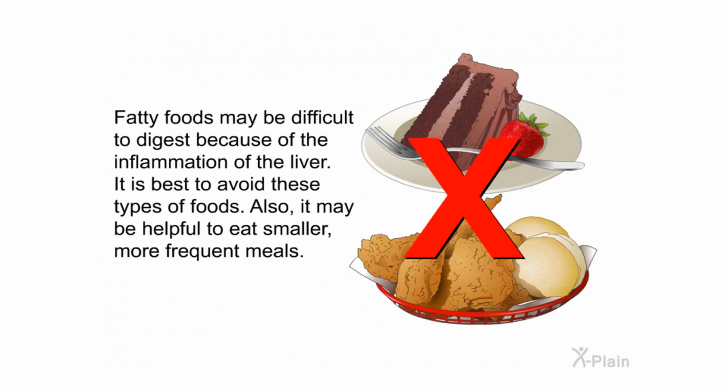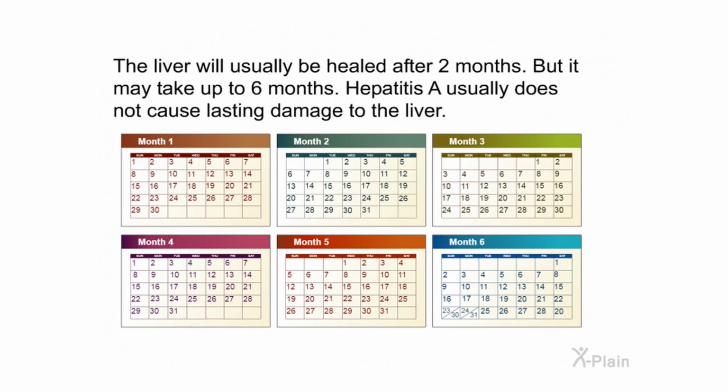Fatty foods may be difficult to digest because of the inflammation of the liver. It is best to avoid these types of foods. Also, it may be helpful to eat smaller, more frequent meals. The liver will usually be healed after 2 months, but it may take up to 6 months. Hepatitis A usually does not cause lasting damage to the liver.